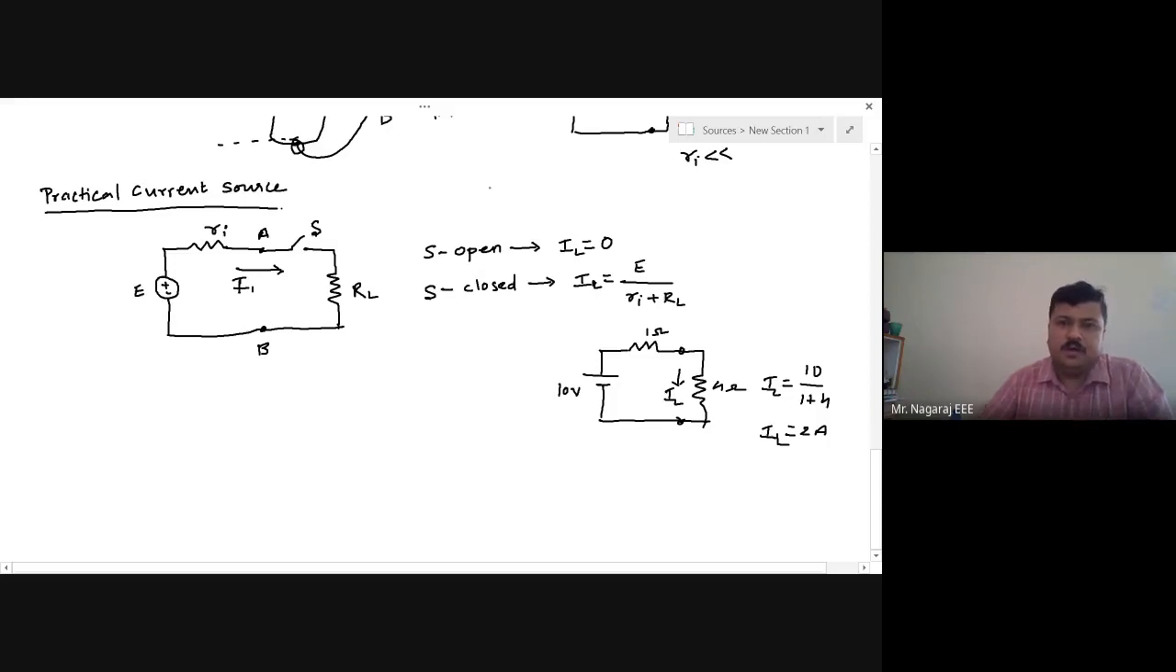Now, whenever I want to transform my voltage source into a current source, you do whatever circus you want at this point. My load should get 2 amperes current.